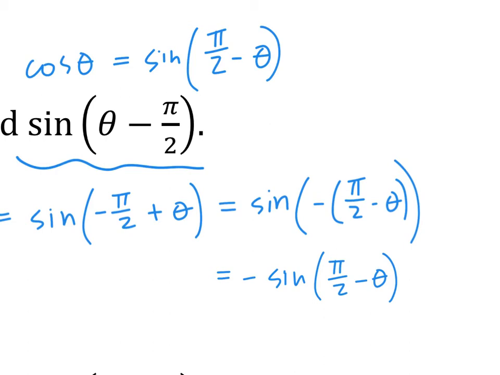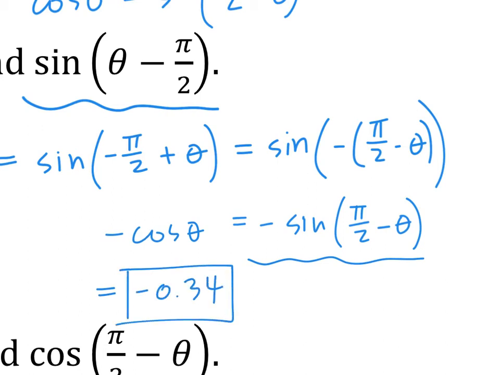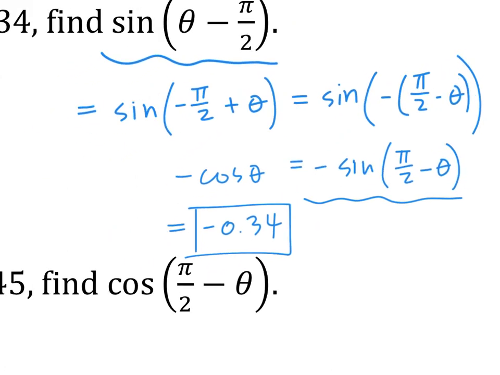So what does this equal? Negative cosine, because this part is cosine. Does that make sense? Then what does this equal? Negative 0.34. So you solve all that with no calculator. Okay, really quickly, let's have you try the next one.